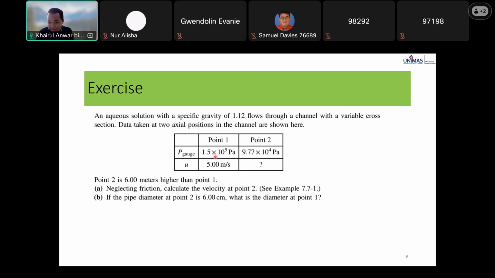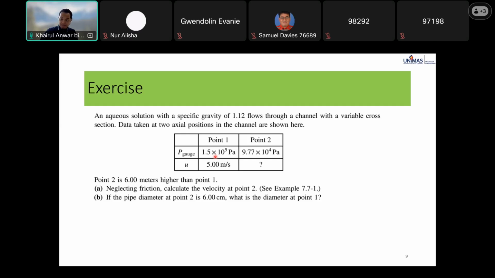Ya, jawapan. 2.43 cm. Thank you. Alright. So, kita tahu. Oh, ya, tahu. So, that U by Gwendolyn, check the chat. 0.82 meter per second is referred to U2, 0.2. And D1 is 2.46.